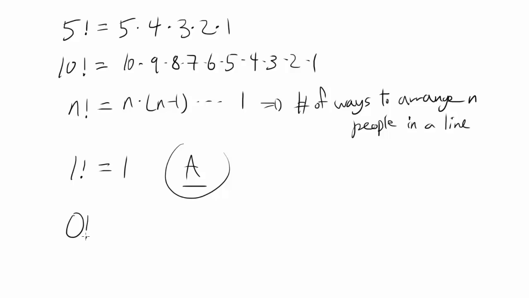How about 0 factorial? Well, you don't have anyone to arrange. So how many ways can you arrange nothing? Well, that's just doing nothing. So there's only one way, just not doing anything. So 0 factorial is defined to be 1.